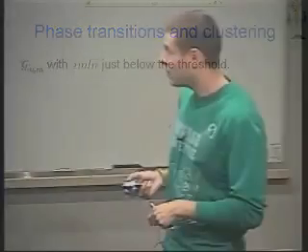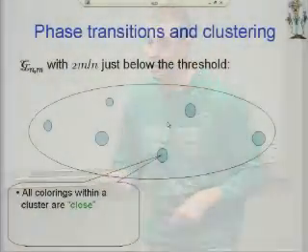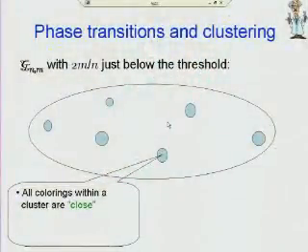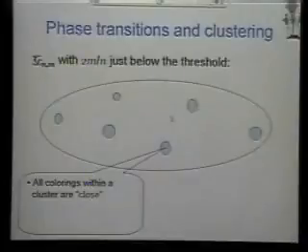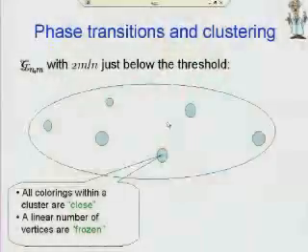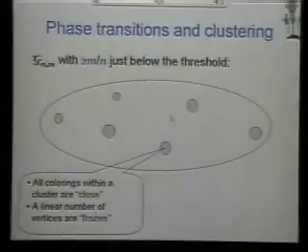So if you take G(n,m) with an average degree below the threshold, this is the conjectured picture. If you consider all k to the n possible colorings, the blue ones are clusters of colorings, and you have many clusters of colorings. So what makes a cluster? All colorings which are close in Hamming distance will sit in the same cluster, and a linear number of vertices are frozen.